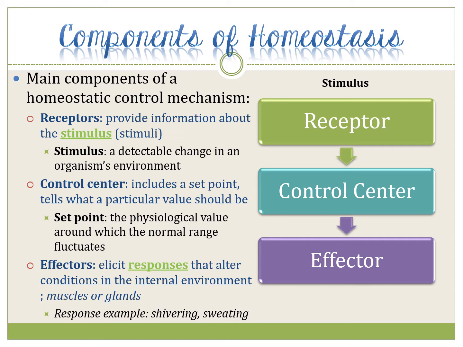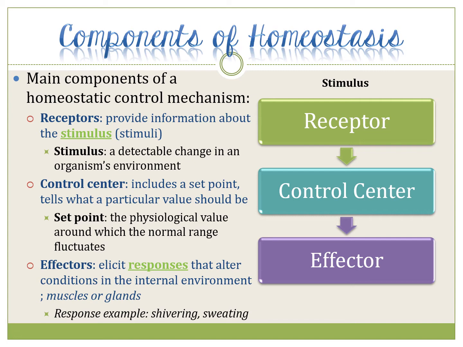This stimulus could be that your body temperature increases or decreases, or you have loss of blood and you need to have blood clotting occur. Whatever the stimulus is, that receptor is going to pick up information on that stimulus and feed it to the control center. Well, that control center includes your set point. It basically tells what a particular value should be. Maybe it's about body temperature, maybe blood glucose levels or pH levels. That set point is the physiological value around which the normal range fluctuates.